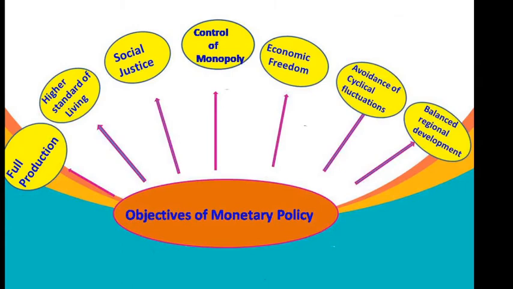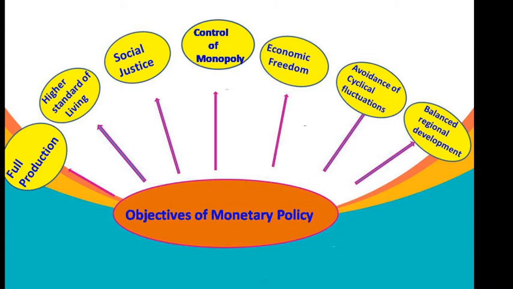Okay, let us take a look at the secondary objectives. Here the secondary objectives are full production, higher standard of living, social justice, control of monopoly, economic freedom, avoidance of cyclical fluctuations, and balanced regional development.